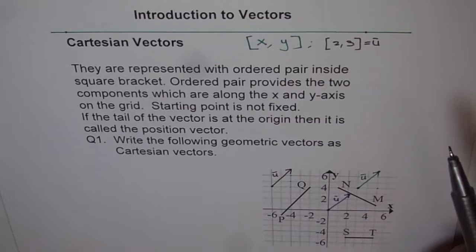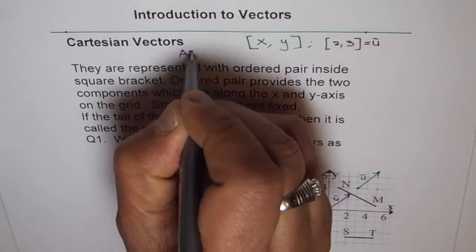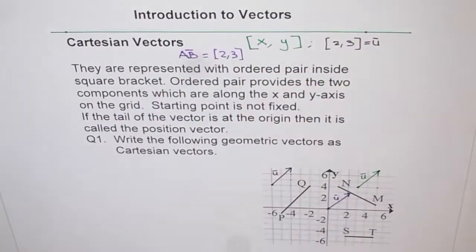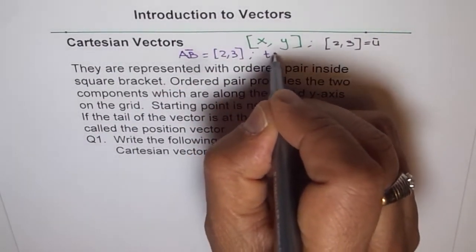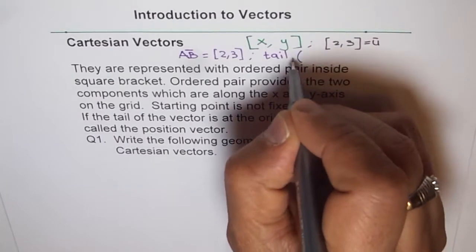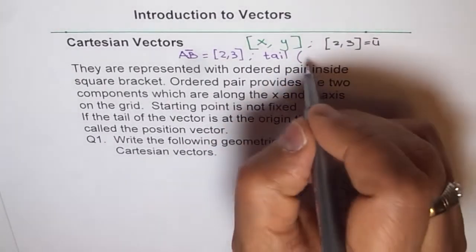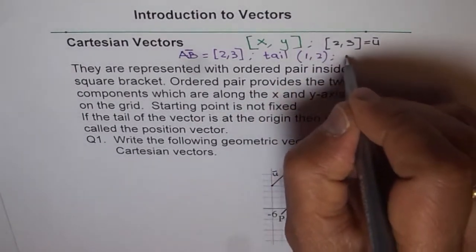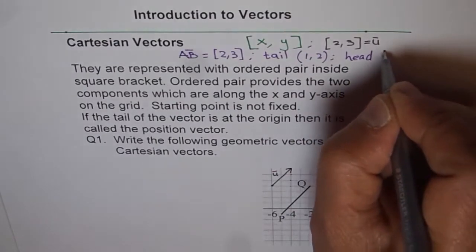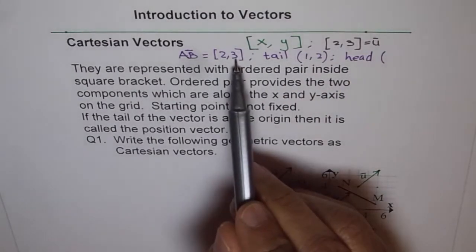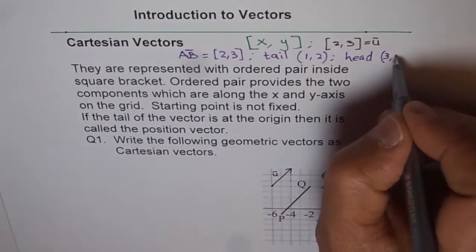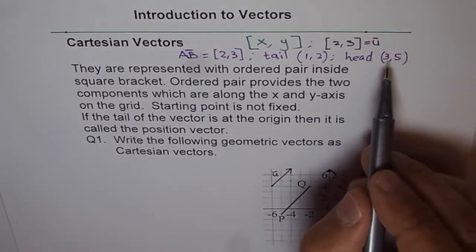But in case the tail is at a different position, for example, if I have a vector AB, and vector AB equals [2, 3], and let us say our tail is at, remember this is not a square bracket, a location (1, 2). Then what is the location of the head? Can you work that out? The head should be [2, 3] away. So 1 plus 2 is 3, and 3 plus 2 is 5. So the head will be (3, 5).